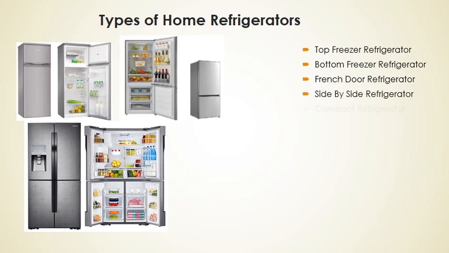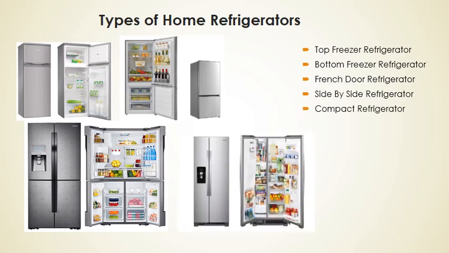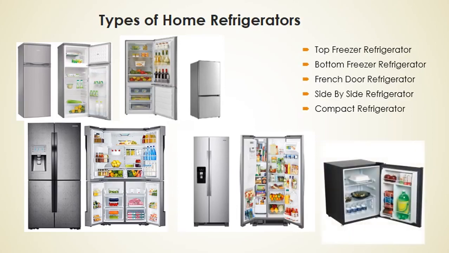Then there's a side-by-side refrigerator like this one, where we have one section for the fridge and another for the freezer. Then there are compact refrigerators. They are the ones you have usually seen in hotel rooms or study rooms, only for storing small snacks or just some little stuff.